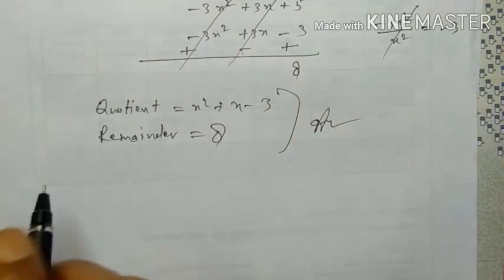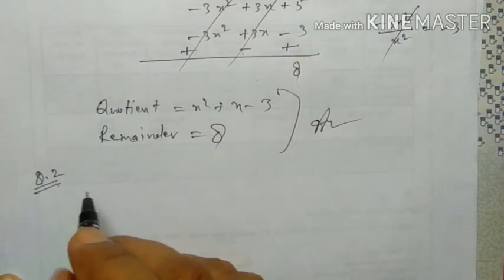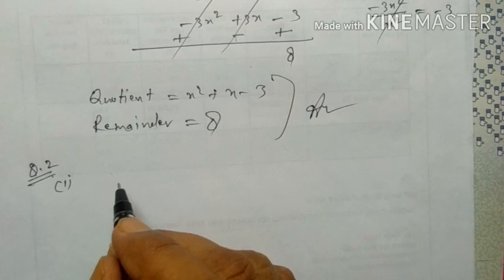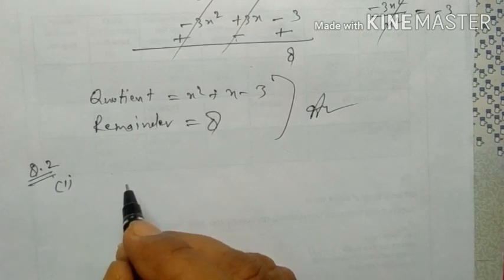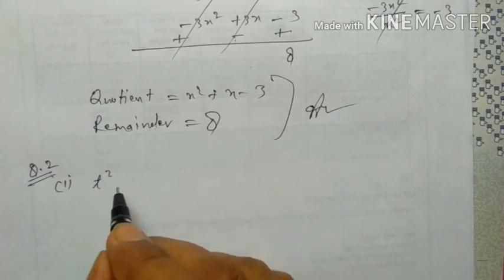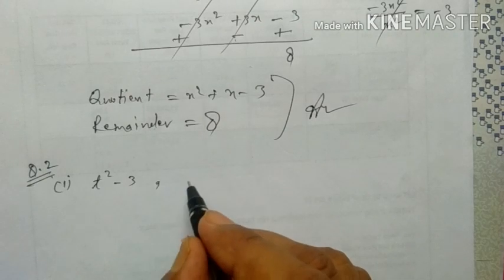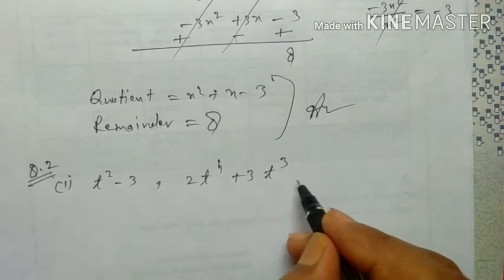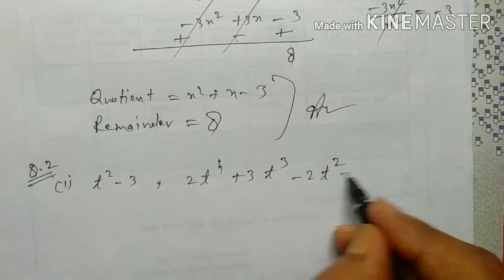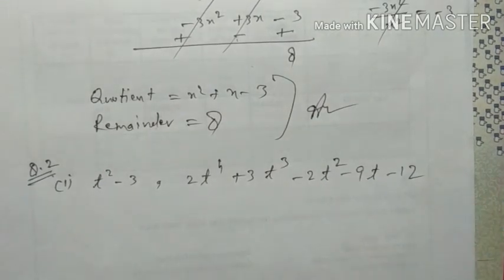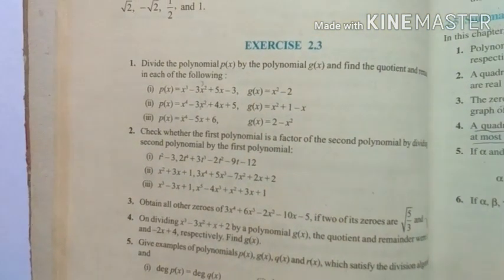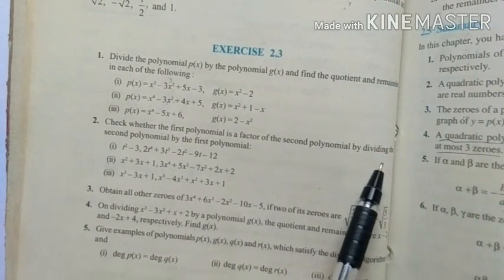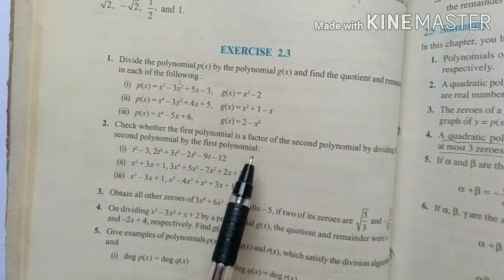Now let's start question number 2, part first of NCERT books. Given that the first term is t square minus 3 and the second polynomial is 2t power 4 plus 3t cube minus 2t square minus 9t minus 12. In this question number 2, check whether the first polynomial is a factor of the second polynomial by dividing the second polynomial by the first polynomial.